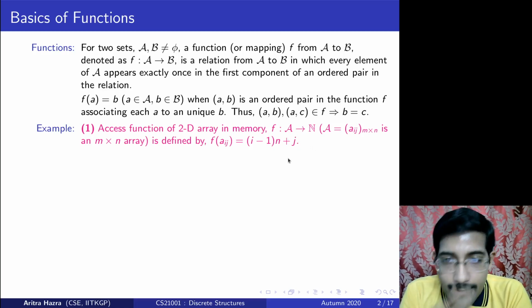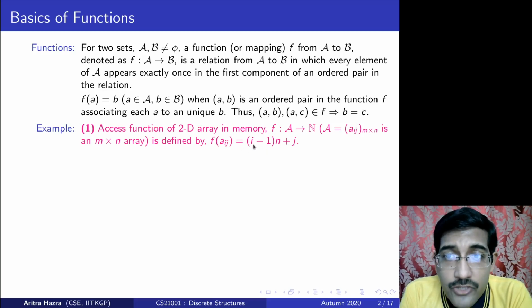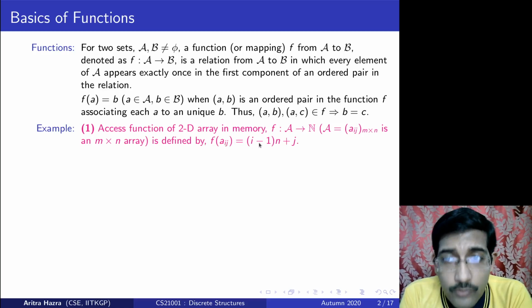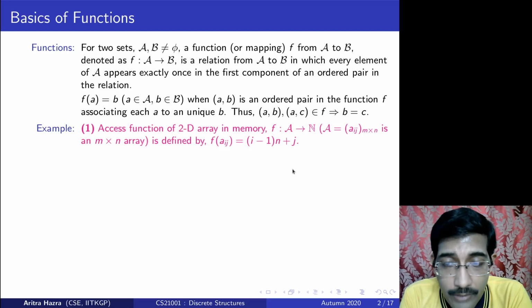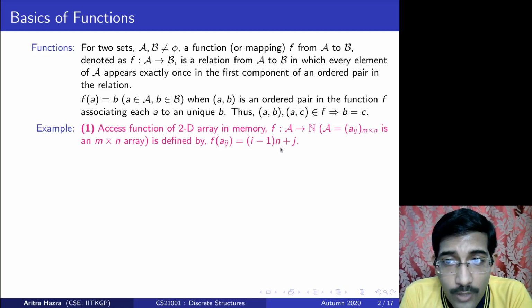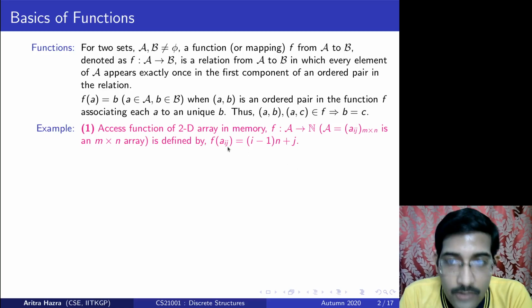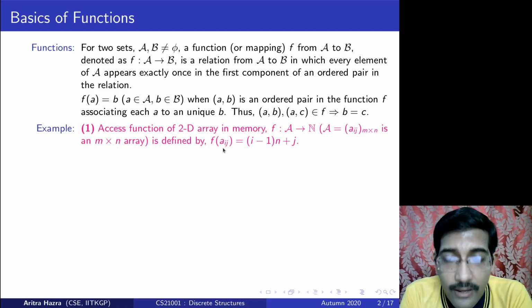However, to access an element from a two-dimensional array, we use a function which is (i minus 1) into n plus j to access the ijth element. Why? Let's say I am accessing the second row, third column. I have to leave aside the first n elements from the first row and then go to the third element. So for the second row, 2 minus 1 into n is n, plus 3. I leave n elements and then go to the third element. So this is a function for accessing array elements from memory locations.